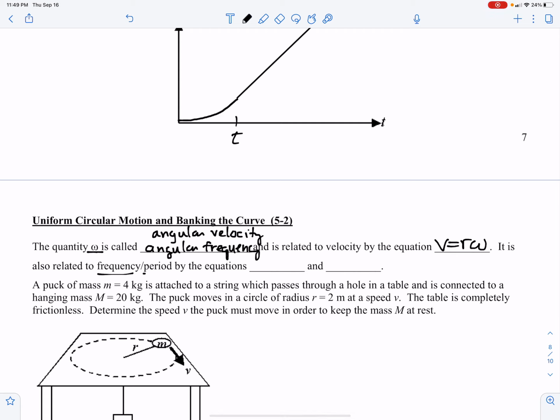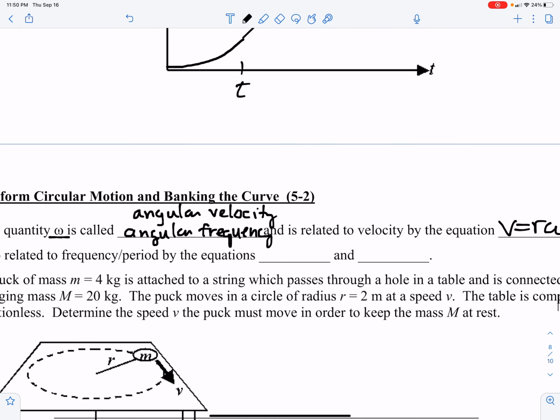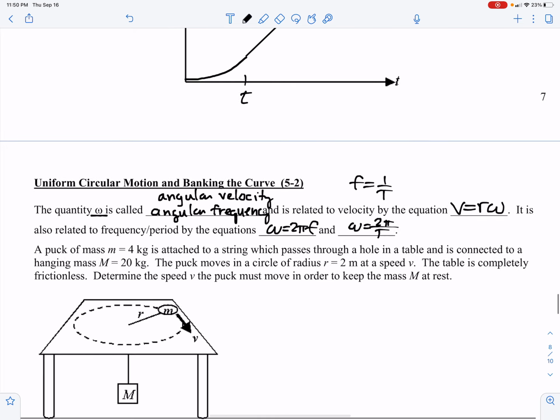Now, it's also related to frequency and period. Frequency is how often something moves in a cycle, how many cycles you have every second, and period is the time it takes to complete one cycle. So we could relate this as omega equals 2 pi times the frequency, 2 pi meaning relating to one complete full cycle, because one circle or 360 degrees is 2 pi radians. Or it's 2 pi divided by the period. Why is that? Because frequency is the inverse of the period. They're inverse concepts. That's why this works.